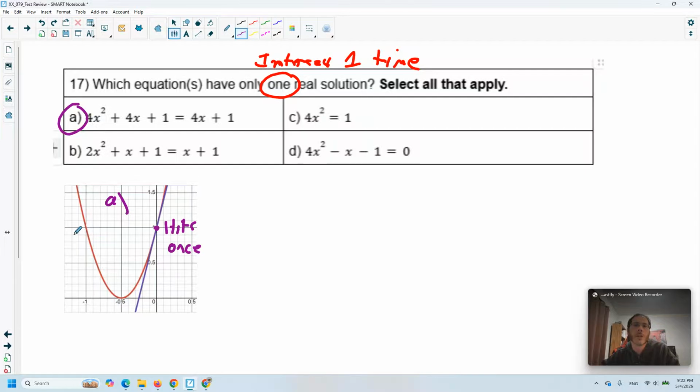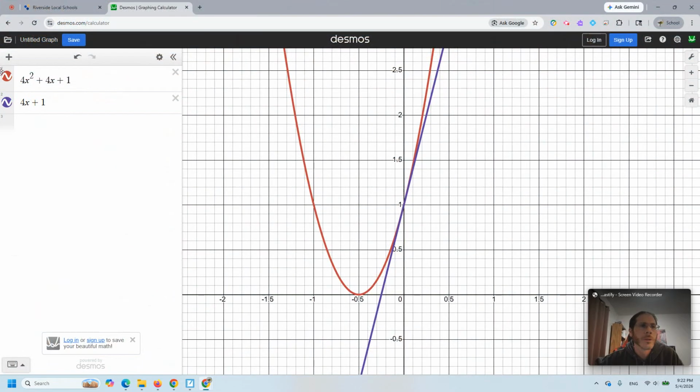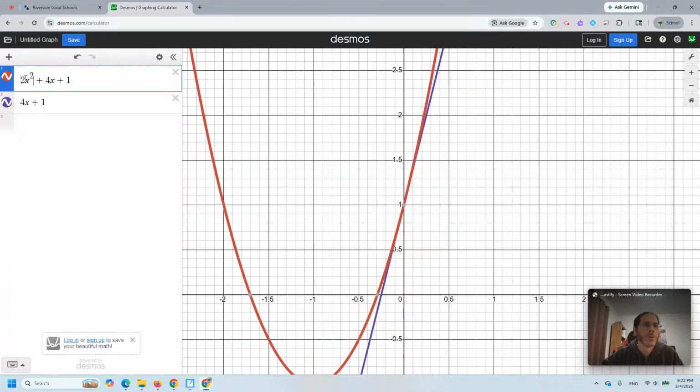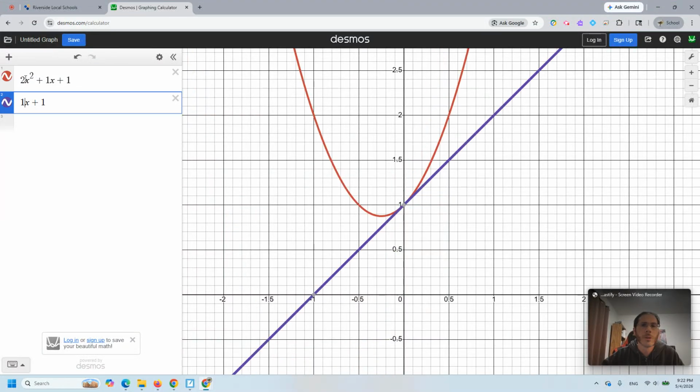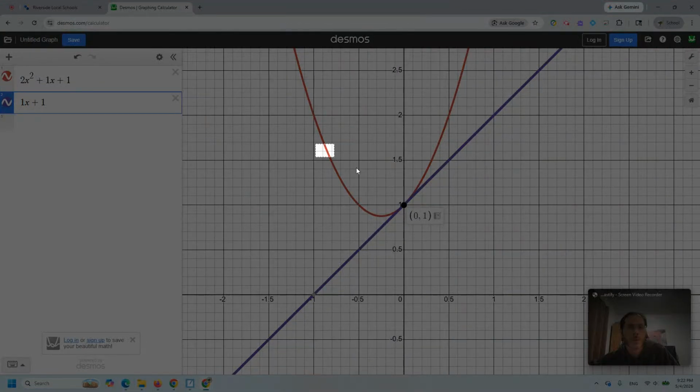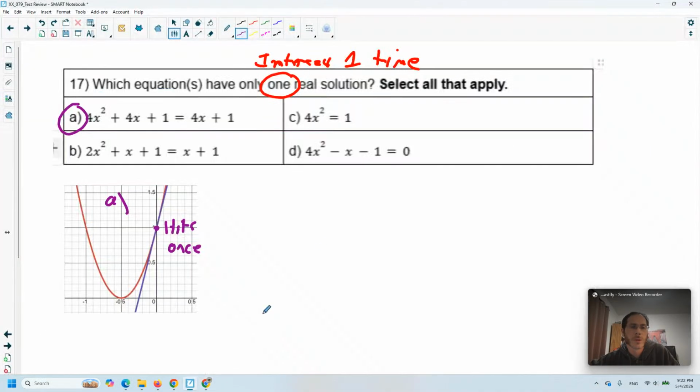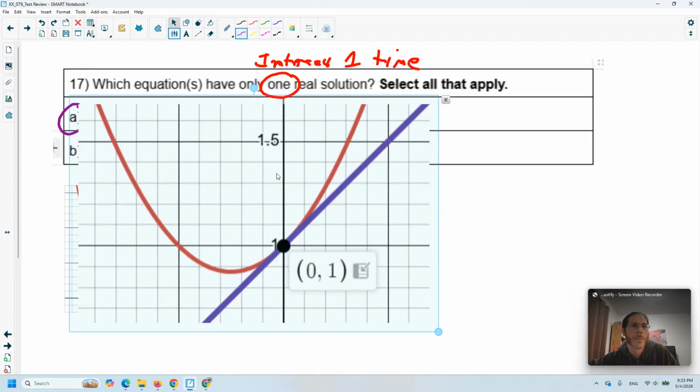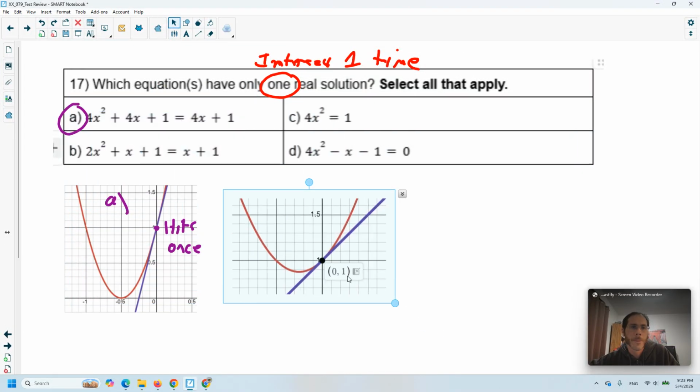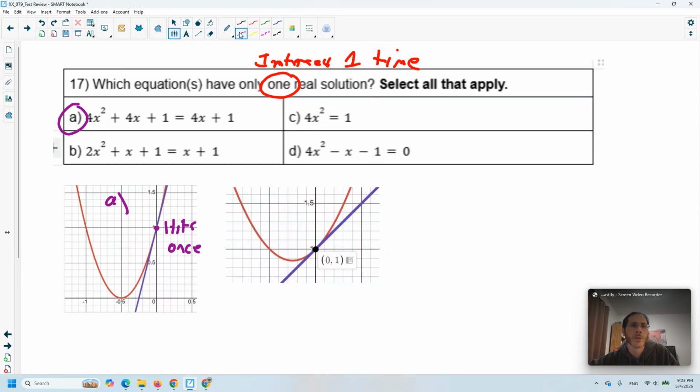So A is good. Now this one does say select all that apply, so I do have to check all of them. So for B, we have 2, 1, 1, 1, 1. And again, we just hit that right there. We hit once. So that's going to be good too. All right, so B looks pretty good. So I'm going to pick B as well. Might as well just circle B right here. Same reason, we just hit one time. That's B.